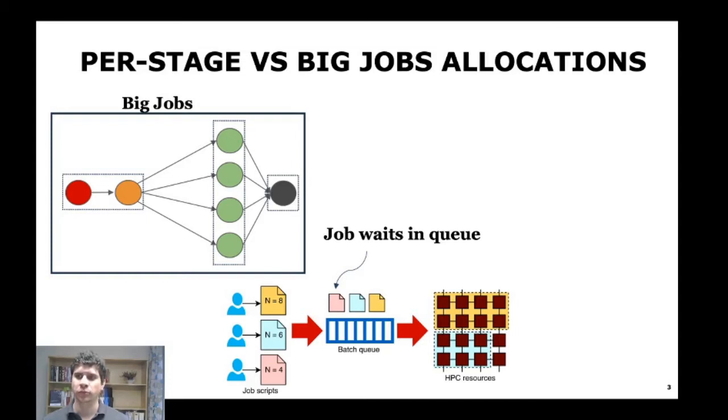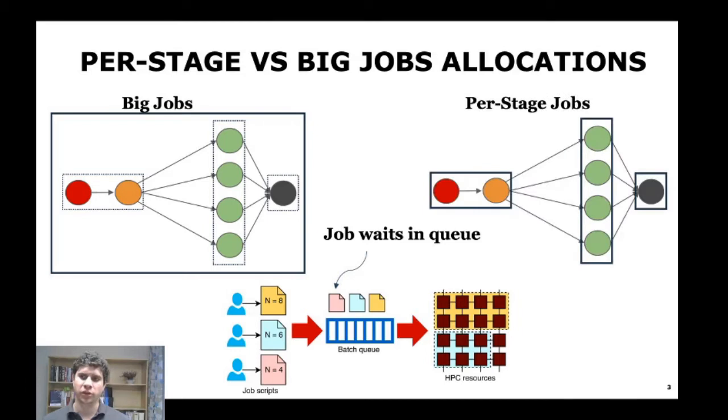duration of the workflow. The second strategy is when the user, or the workflow management system, uses a per-stage submission, sometimes also called chain jobs. In this strategy, the exact amount of resources are allocated for a given stage according to its needs.